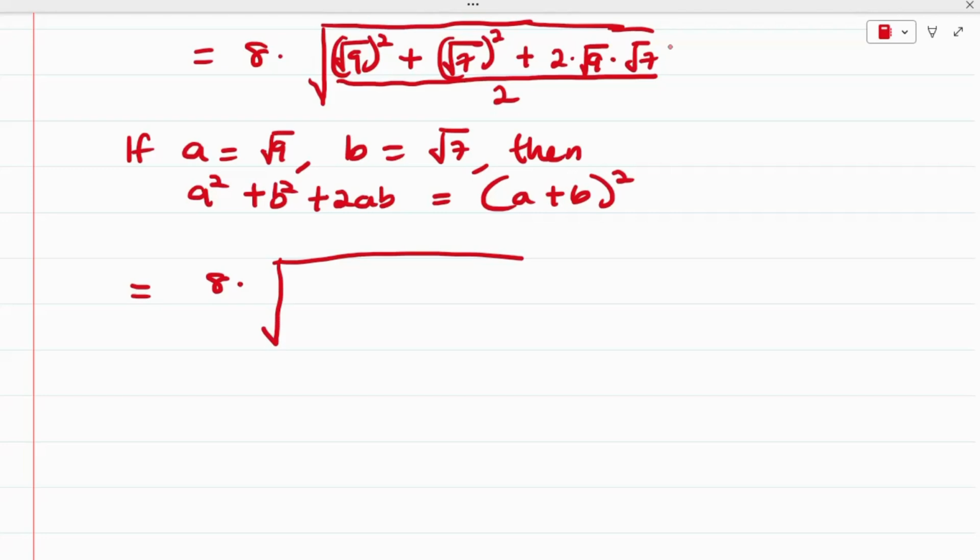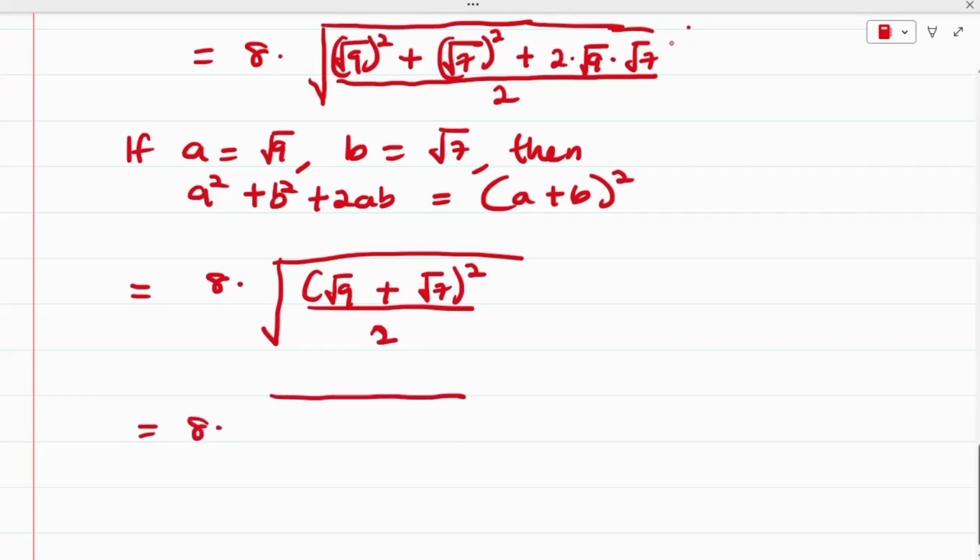Alright, so we have this to be equal to 8 multiply the square root of, now for the numerator, if we apply this, we have this to be the square root of 9 plus the square root of 7 all square divide what? 2. So this is equal to 8 multiply the square root of (the root of 9 plus the root of 7) all square divide 2. Now we can easily express 2 to be the square root of 2 all square.